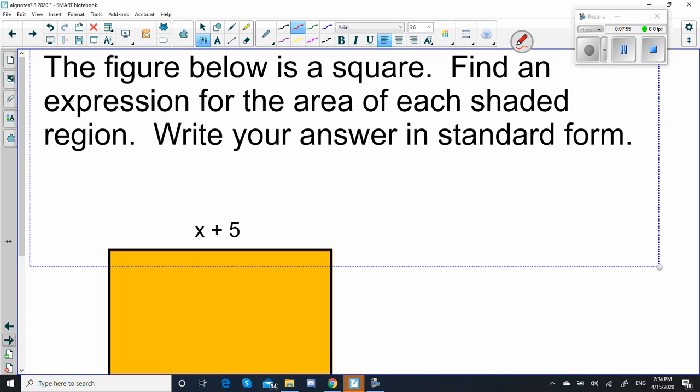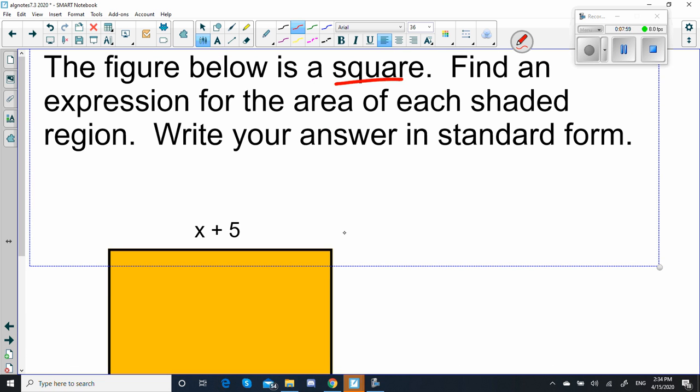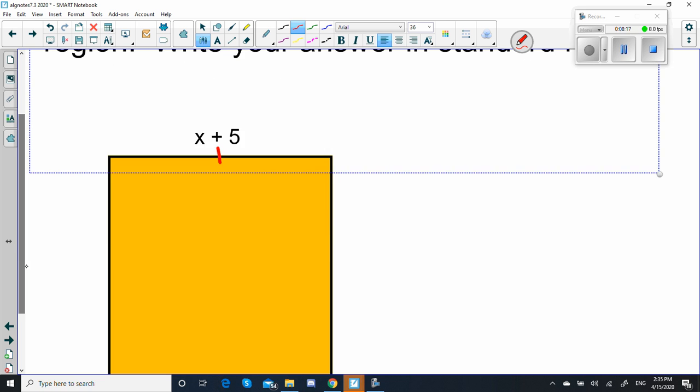Okay, so on my story problem, I have a square. I know that because it tells me. Below is a square. Find the expression for the area of the shaded region. Well, the whole thing is shaded. It's yellow. And we're going to write the answer in standard form. So what's special about a square? Well, all sides are the same. All sides are equal. So if this side up here is x plus 5, that means this side over here is also x plus 5. So is this side and so is this side.